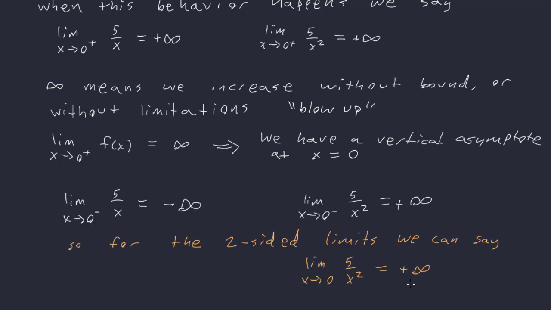The limit as x goes to 0 from both sides of 5 over x squared is infinity, where in this case the limit as x goes to 0 from both sides of 5 over x is positive infinity on one side, negative infinity on the other. This is what we say does not exist. Since it's positive infinity from the right and negative infinity from the left, whereas here both sides match.